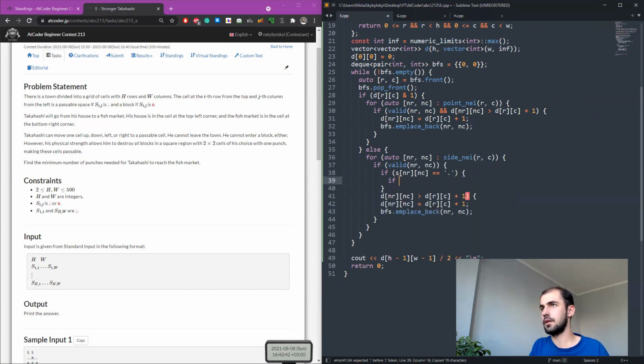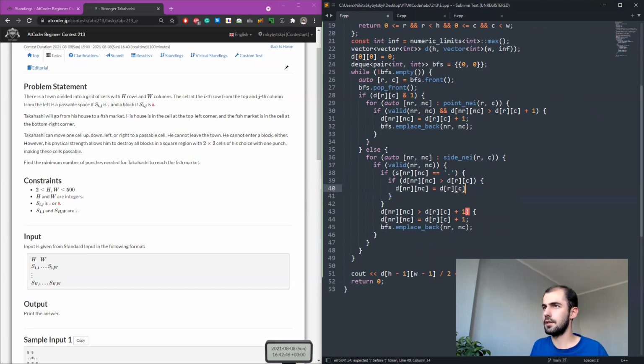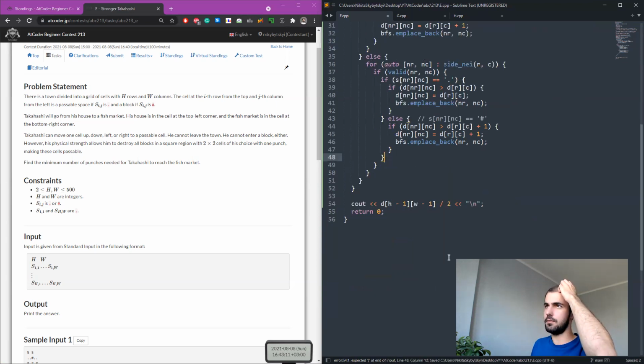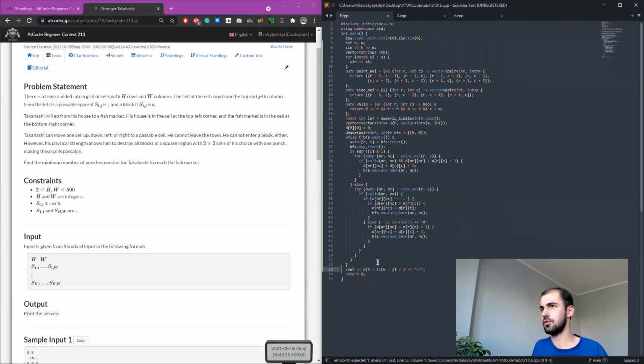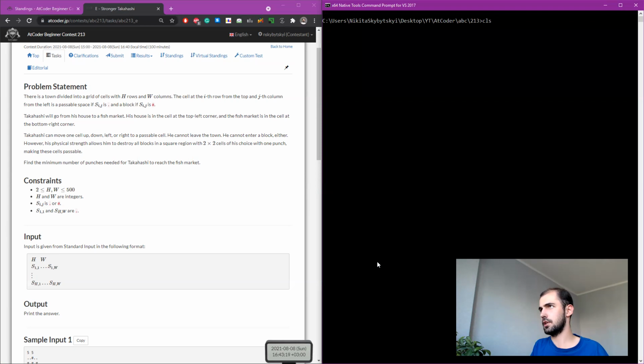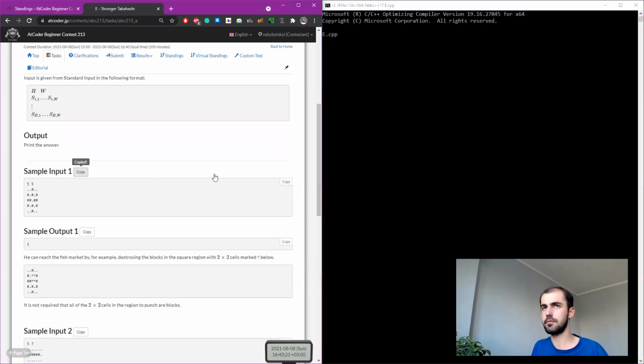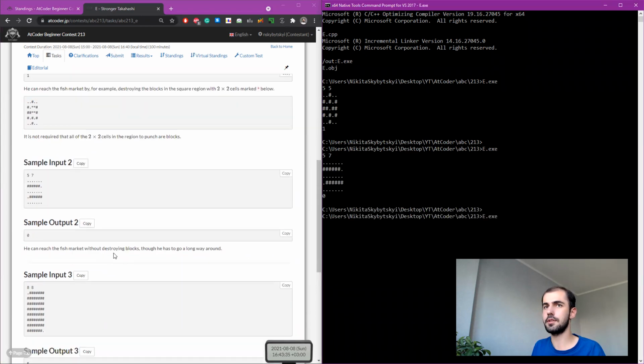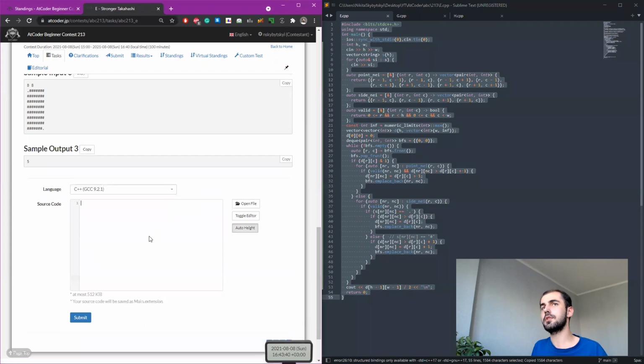and if distance is greater than that, we set it to this and go. Otherwise, it's blocked, and we can start a punch here to go this way. Yeah, sounds like this is what I had in mind. I should prove that it works somehow. Okay, the answer is 1 for this one, the answer is 0 for this one, the answer is 5 for this one. So hopefully that works.